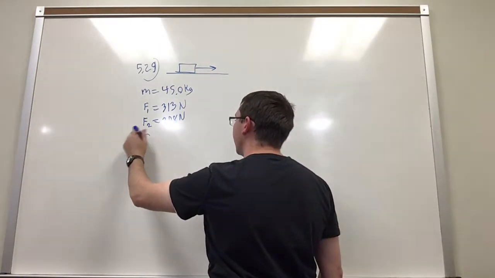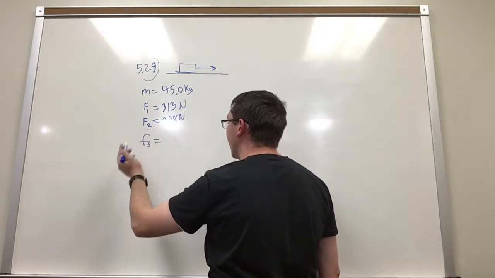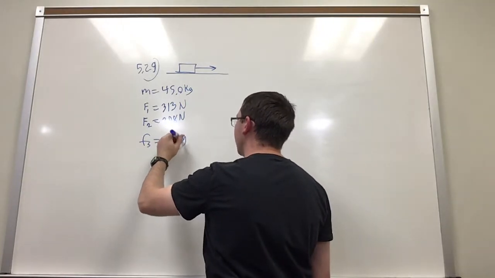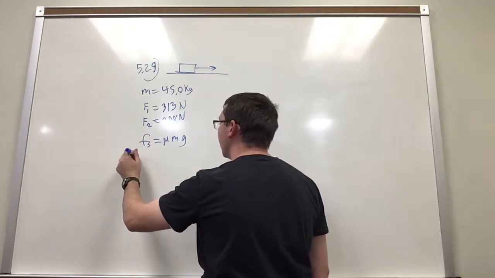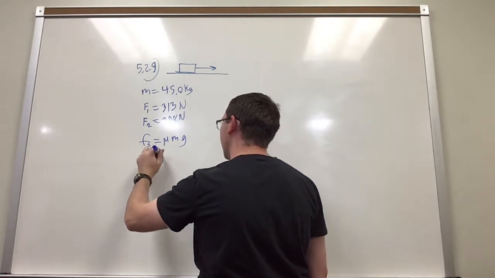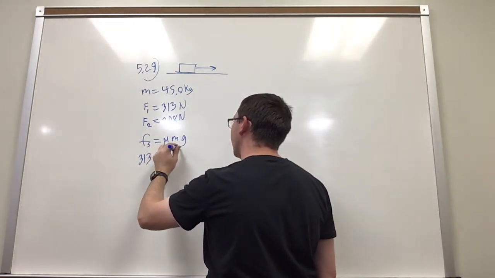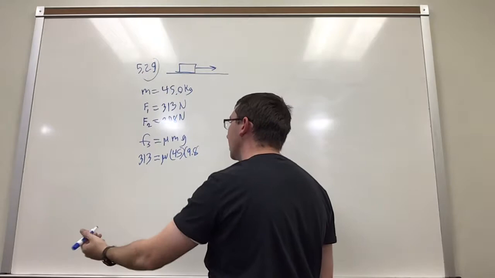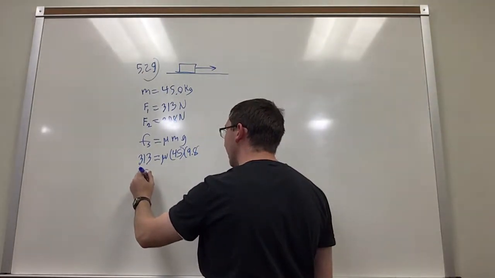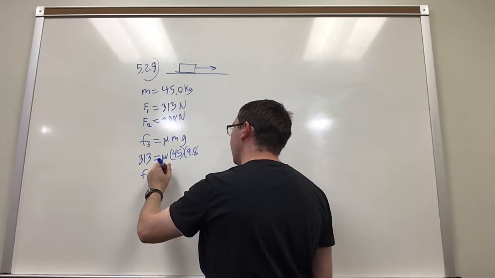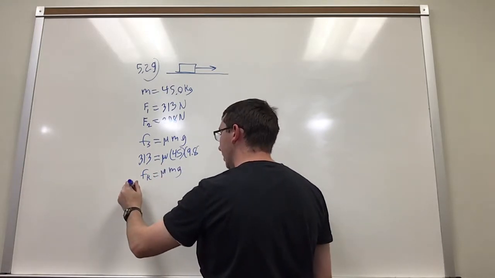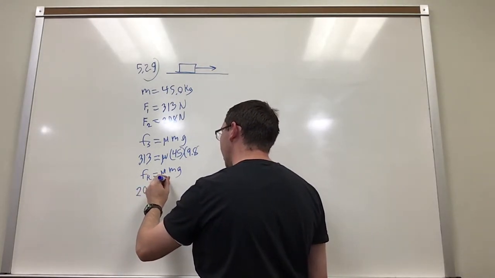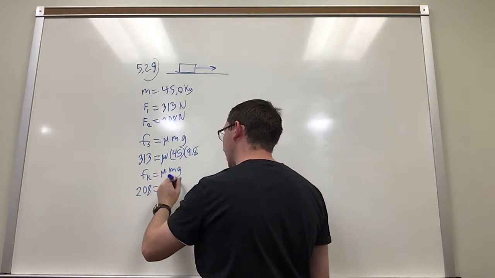So the force of static friction is going to be equal to the coefficient of static friction times the mass times gravity. So that's going to become 313 equals mu times 45 times 9.8. We're going to have the same thing for kinetic friction, the force of kinetic friction, but it'll have a different coefficient because it requires a different force. 208 equals mu times 45 times 9.8.